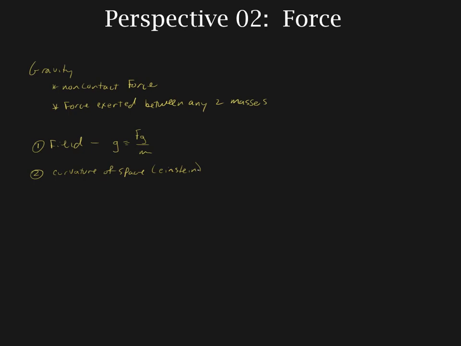All right, and then the third perspective, which is purely theoretical, uses a particle called a graviton. And the graviton is a shared particle between the two masses. Now, this might seem kind of strange that we're talking about a shared particle, a graviton, being shared between two masses, and that somehow creates a force. But here's the thing, it's not unfounded.